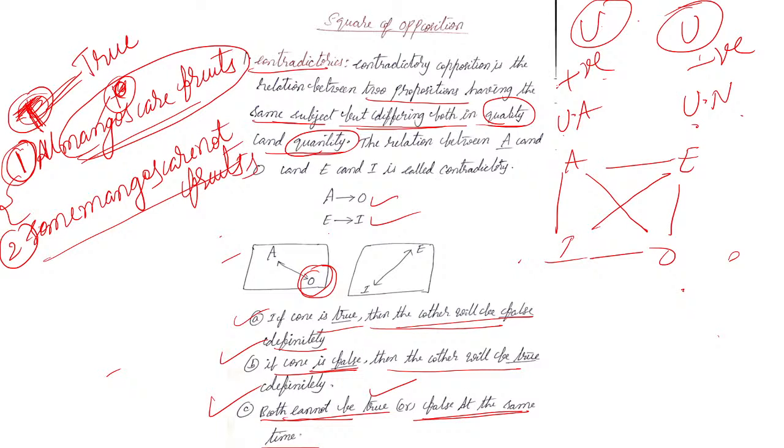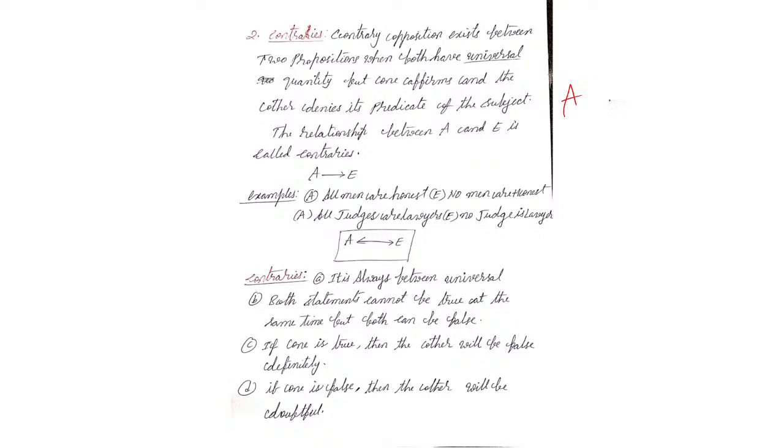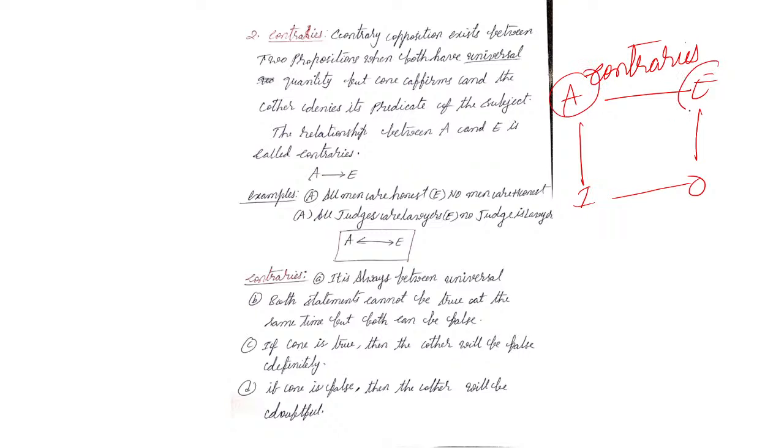Next is A, E, I, O. These are contraries. Next, the contraries are these: A comma E. These two are called contraries. We will see what contraries are.